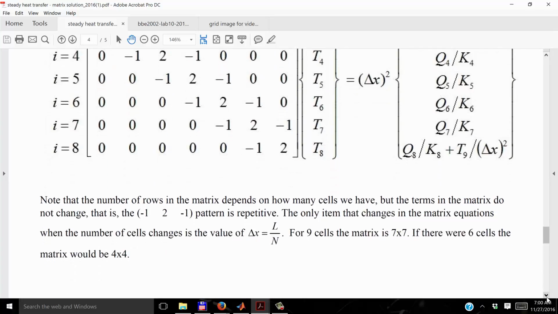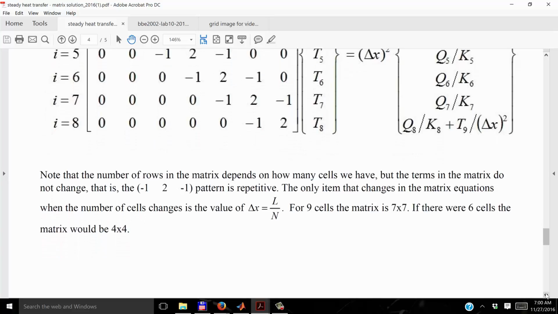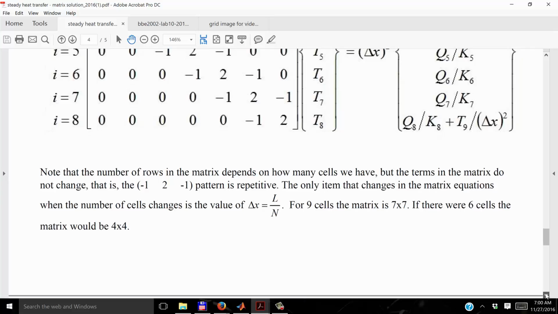And as I said, if there are 9 grid cells, then the matrix is 7 by 7. If there are 6 grid cells, it would be 4 by 4. The matrix is always going to be of rank 2 less than the number of grid cells.